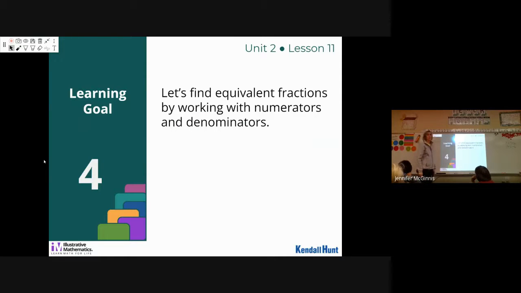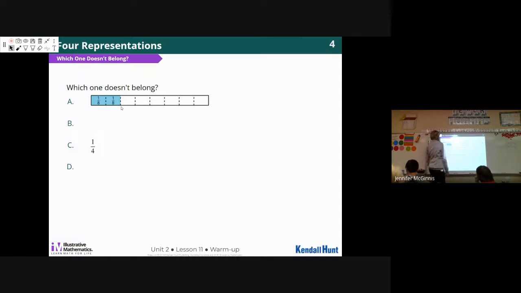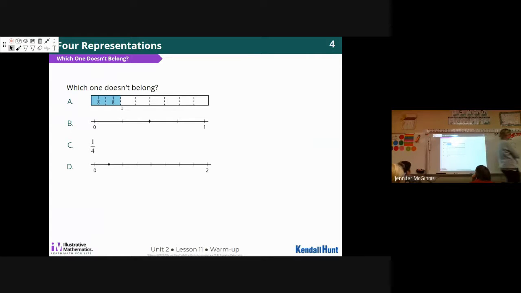Let's find equivalent fractions by working with numerators and denominators, shall we? Yes, we shall. There you go. Which one doesn't belong? 30 seconds of think time. Silent think time.